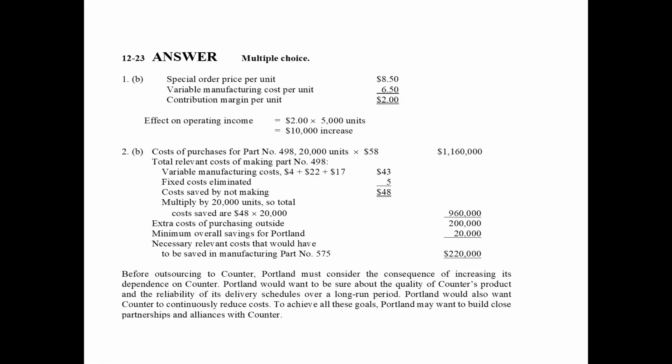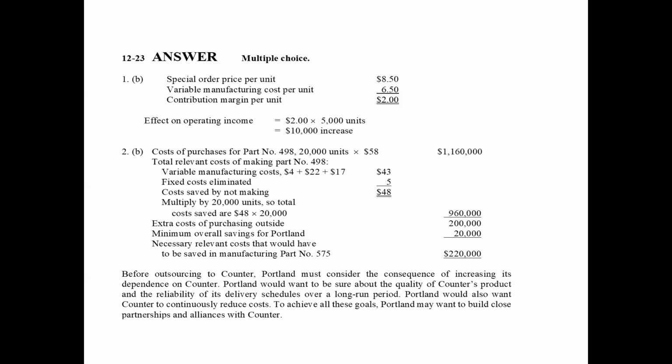That really becomes what's relevant, but we also want to have a minimum overall savings of 20,000. So the necessary relevant costs that would have to be saved to manufacture that new part, number 575, would be 220,000. So if we're going to save 220,000 or better by now producing part 575, then we should go forward with having this part outsourced.